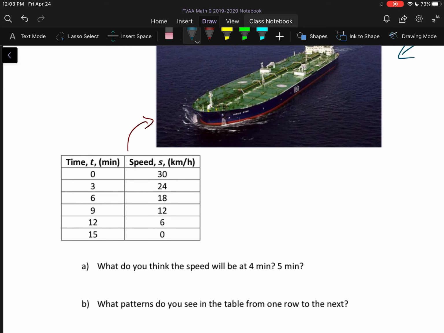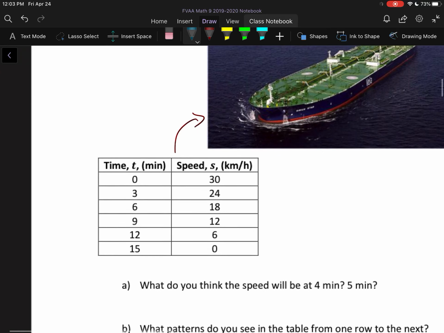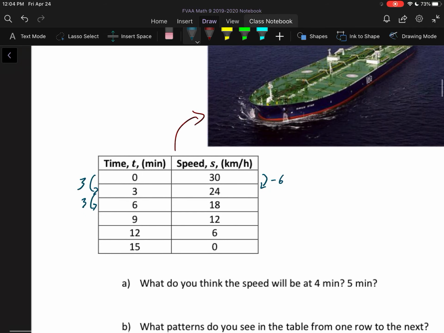So let's look at some of the questions based on this problem. What do you think the speed will be at 4 minutes and 5 minutes? We know that we don't have data for every minute, but we know that for every 3 minutes, the speed of the boat goes down by 6 kilometers an hour, so minus 6 kilometers an hour. And again, every 3 minutes, it goes down by another 6, and so on and so forth.